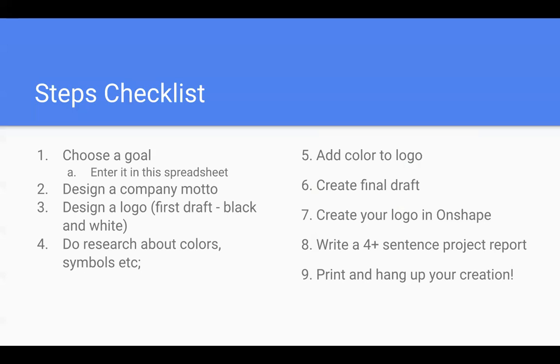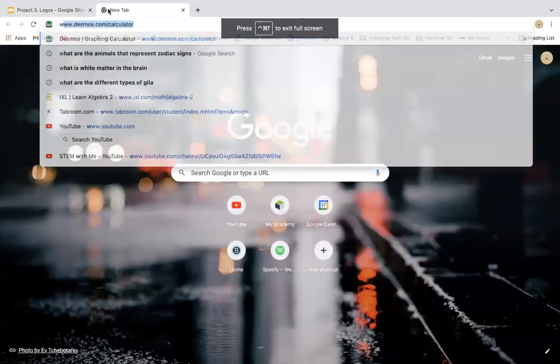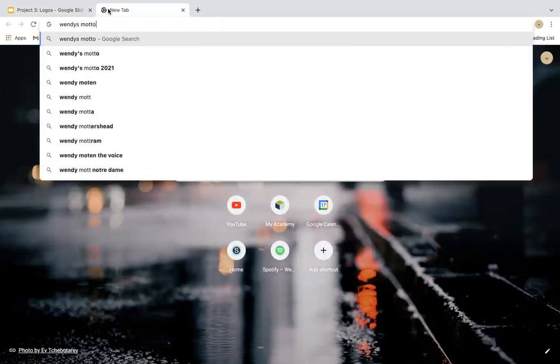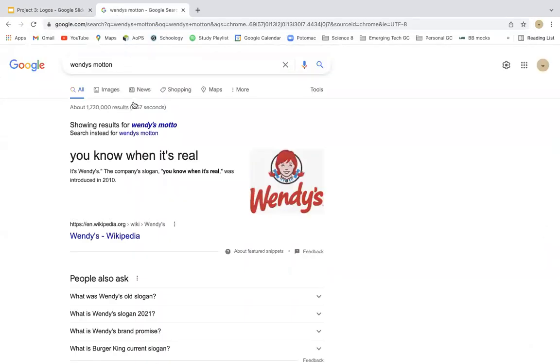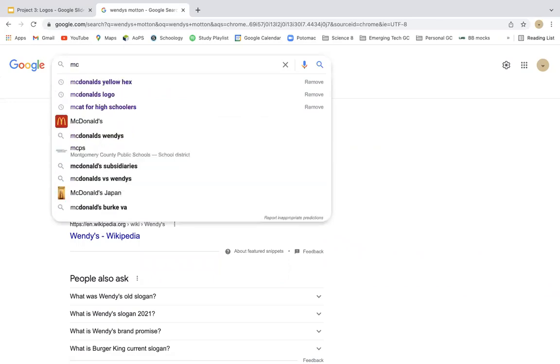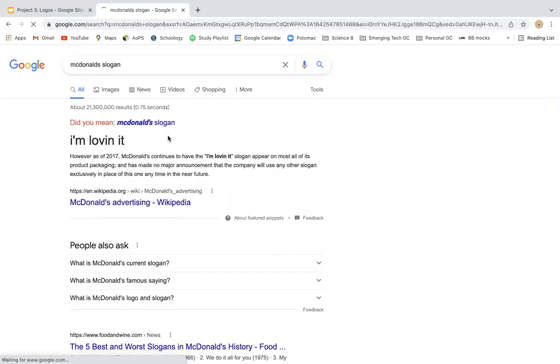Wendy's is, I believe, hold on, let's search up Wendy's motto. You know when it's real. A motto or a slogan, they're essentially the same thing. Let's look at McDonald's slogan. I'm sure a lot of you know that. I'm loving it.